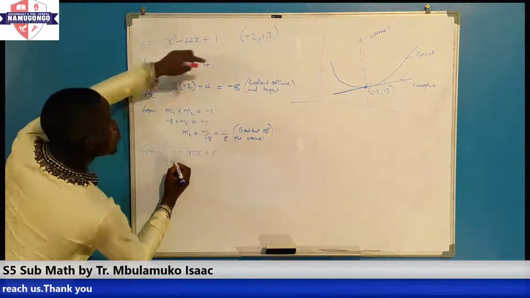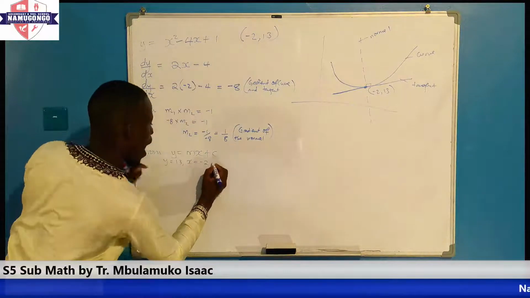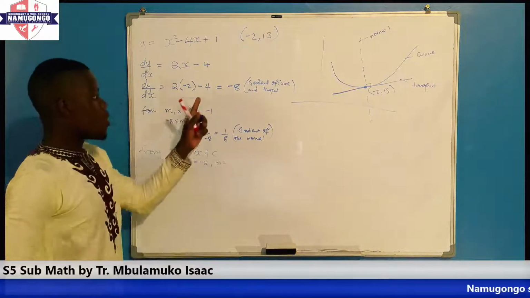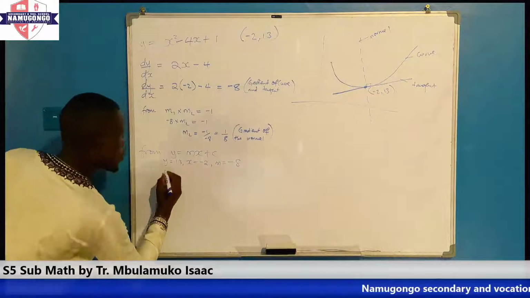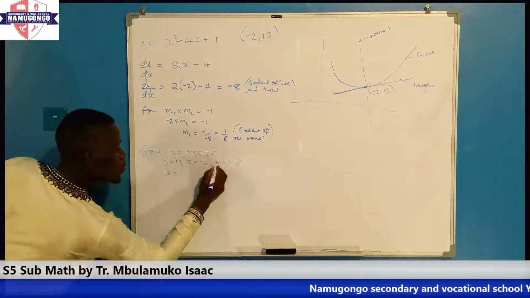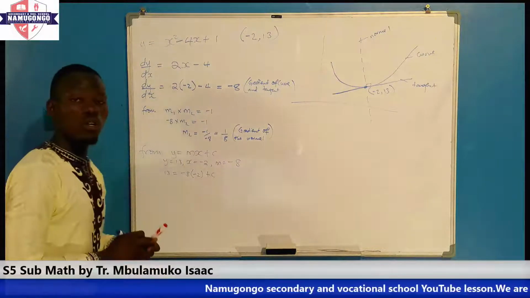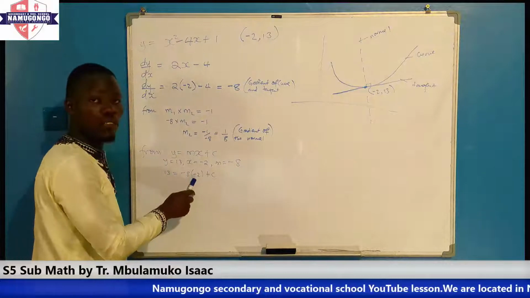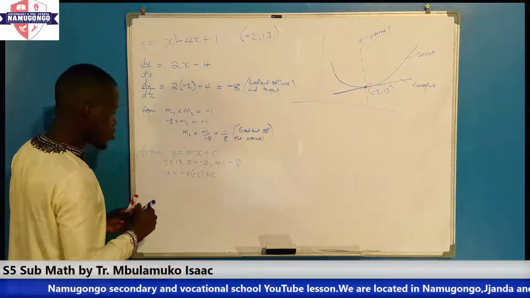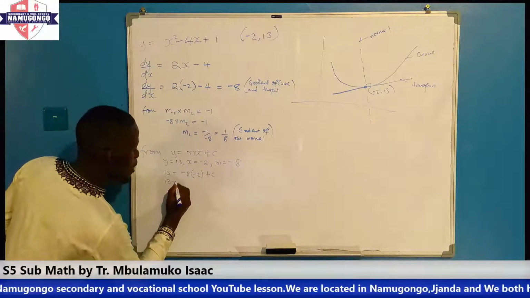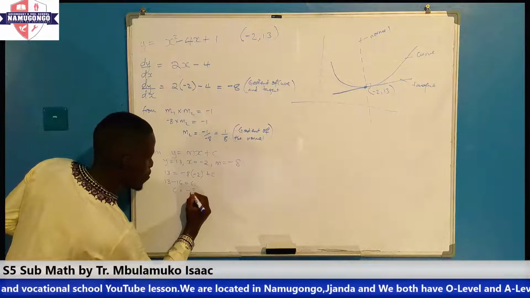Our y is 13, x is equal to negative 2, and m is equal to the gradient of the tangent, negative 8. So we substitute: 13 equals negative 8 times negative 2 plus c. Then you will compute. Negative times a negative gives you a positive. So negative 8 times a negative 2, you get a positive 16. So 13 minus 16 is equal to c, and c will be equal to negative 3.